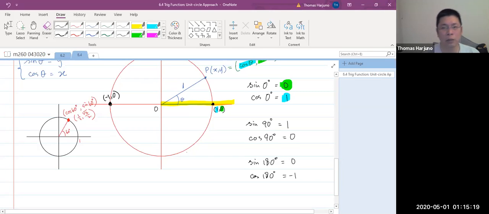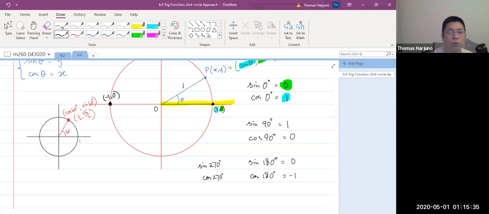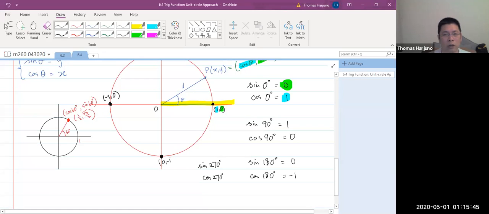Now then, can you tell me what is sine 270 degrees and cosine 270 degrees? For 270 degrees, the coordinate associated to that angle on the unit circle is here. And that coordinate is 0, -1. So the sine value of 270 degrees is -1. Cosine value is 0.